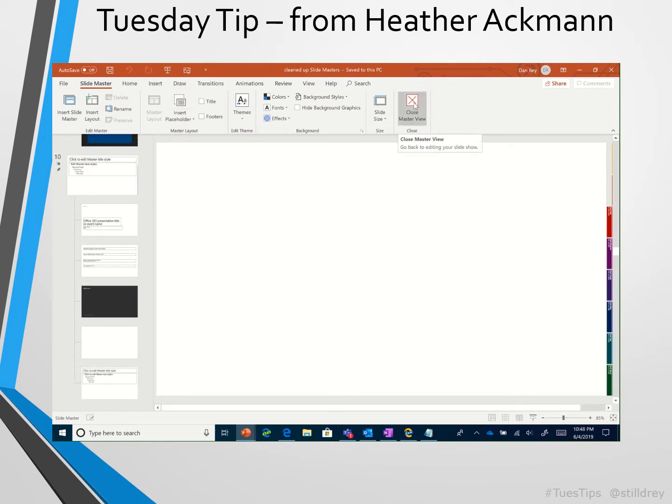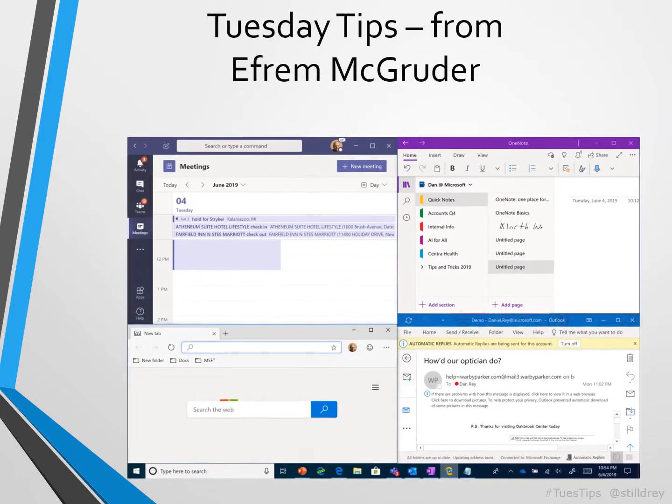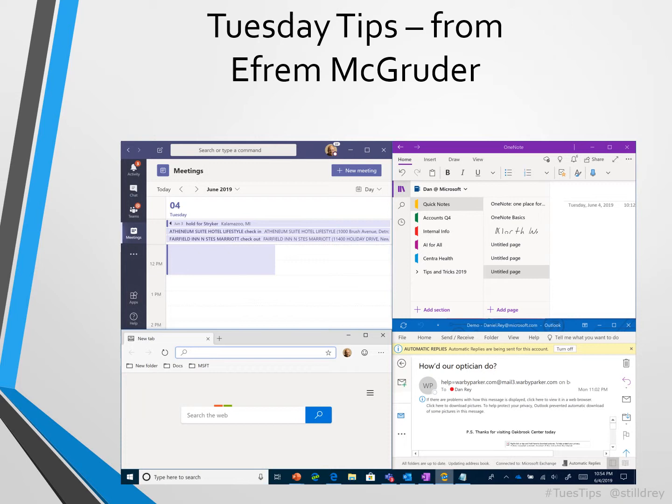Thanks to both Ephraim and Heather for joining me today and coming up with some great tips. Ephraim's was about using the four corners and a Windows feature called Snap Assist to move 4 windows on his Surface to the 4 corners of the screen. You can do that from either the keyboard shortcut or from using your mouse and just dragging the titles of the windows to the corners.